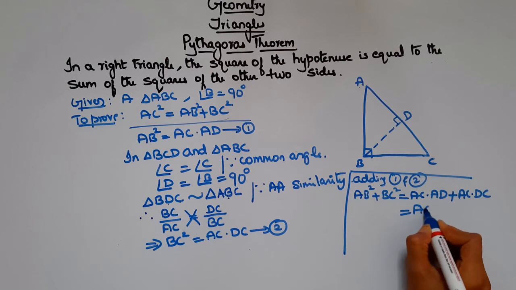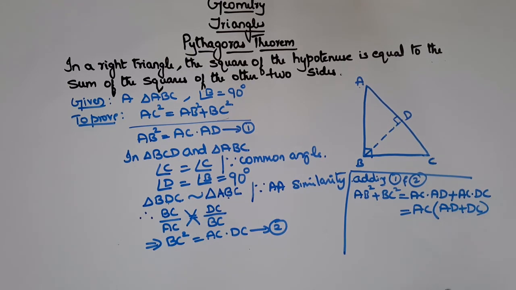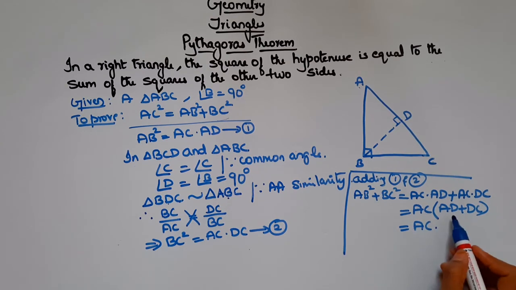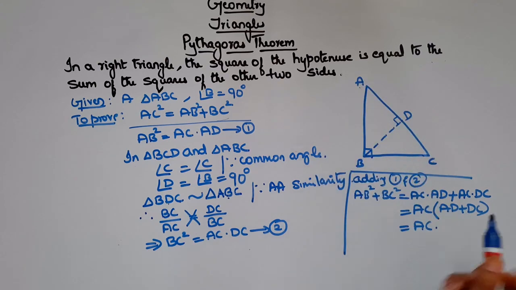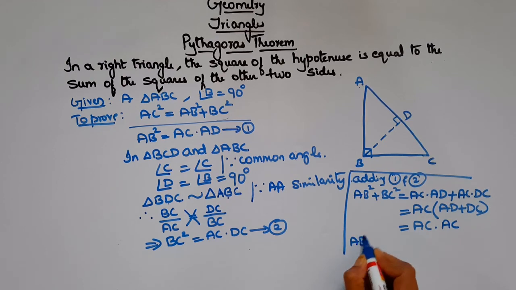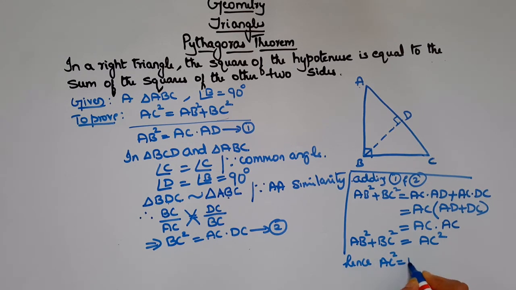So here AC is common. So we are left with AD plus DC, which is equal to AC into. If you see the figure, AD plus DC is nothing but AC. So we got AB square plus BC square is equal to AC into AC, which is nothing but AC square. So hence we have proved AC square is equal to AB square plus BC square.